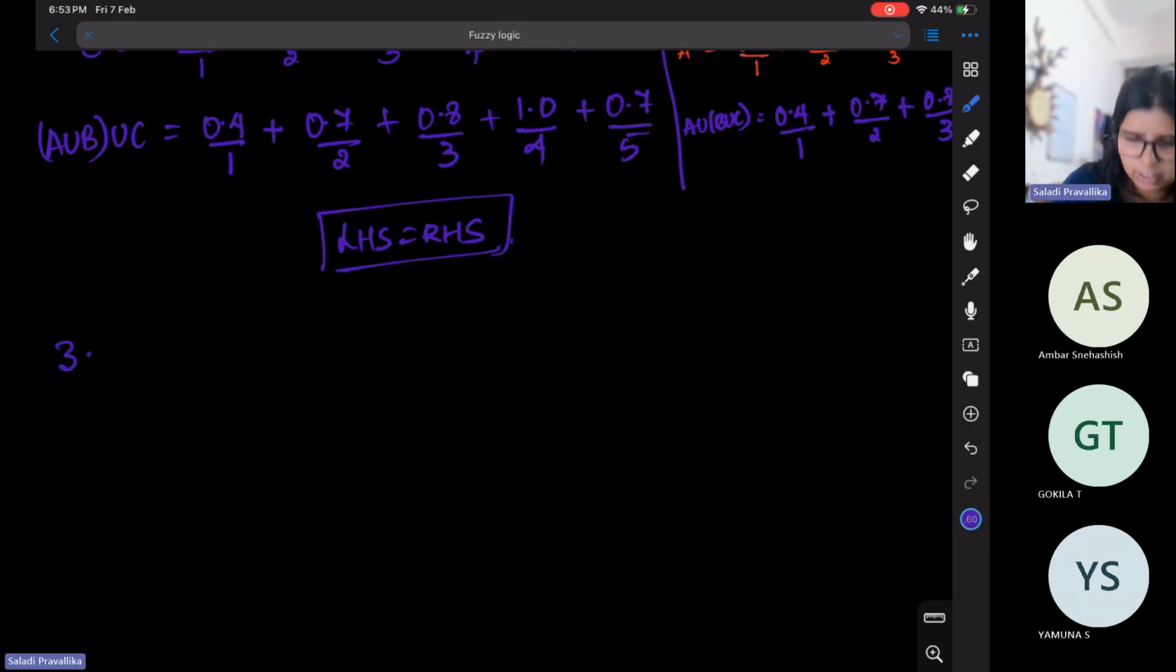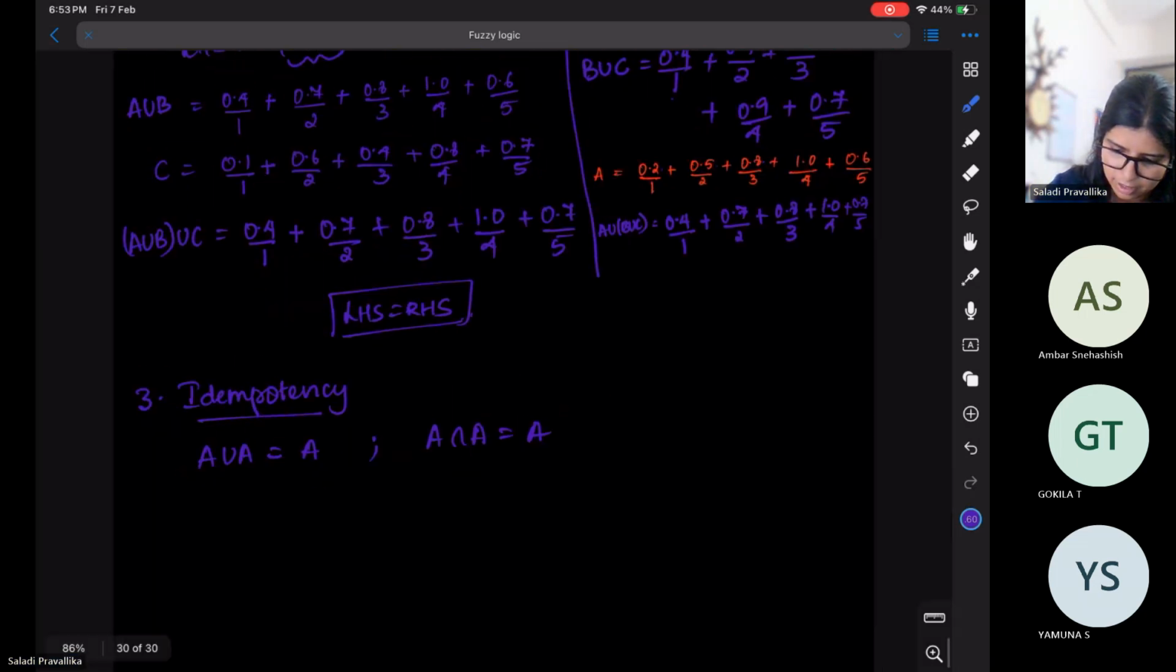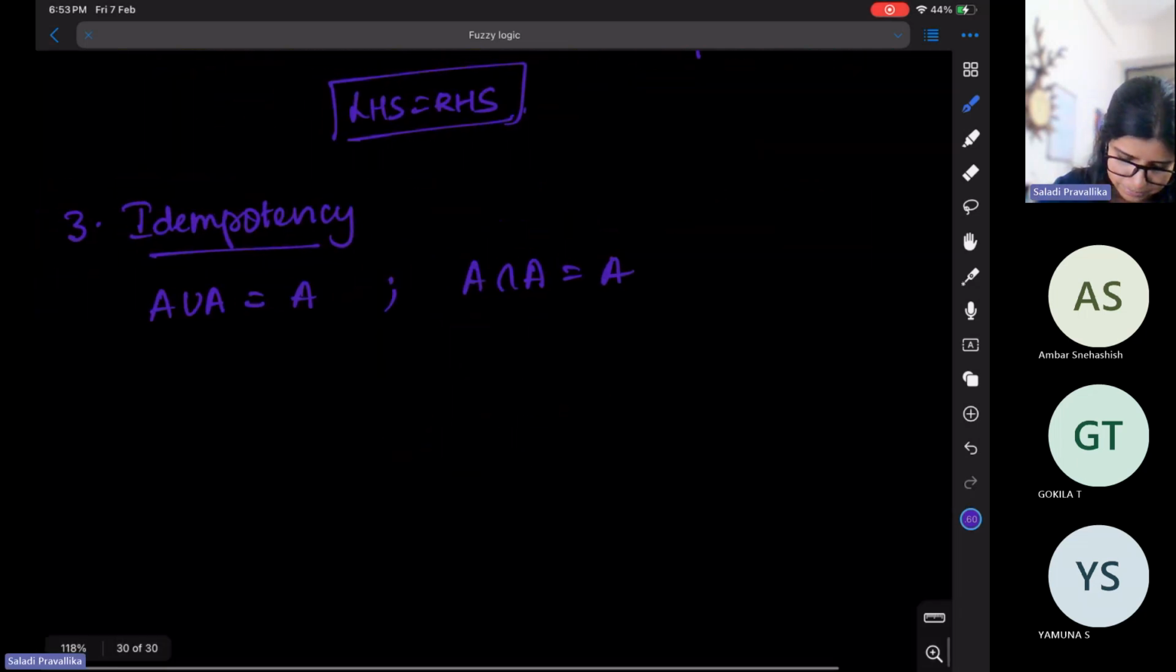So the third property that we are going to look at is idempotency. That is A union A is going to give you A and A intersection A is going to give you A. Okay. Let us take A.